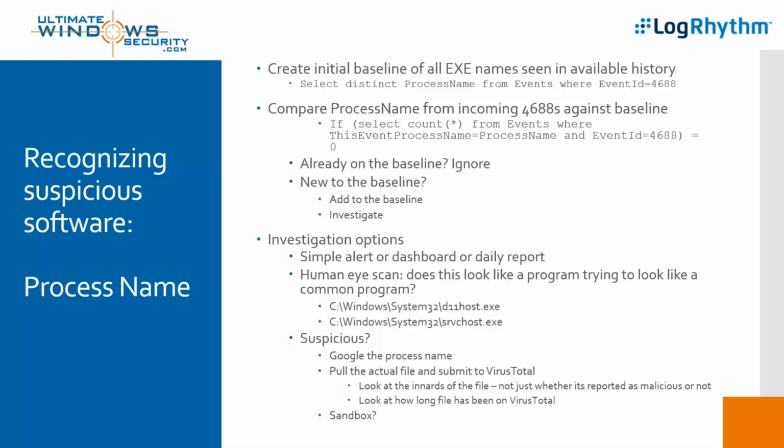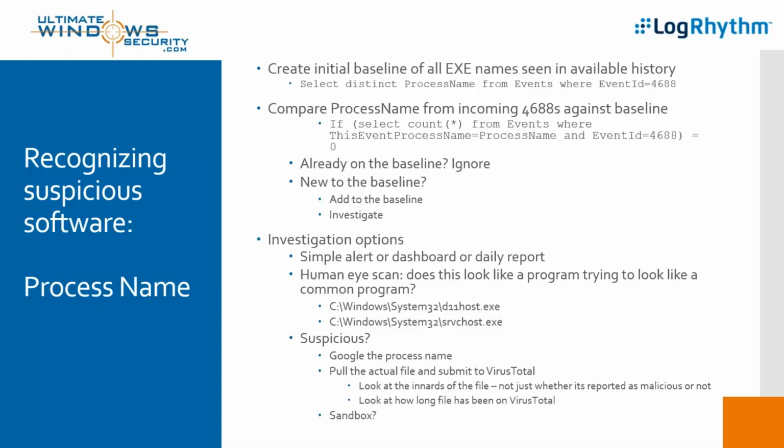We'd first of all want to create an initial baseline of all EXEs seen in whatever our available history is. If we have a year of log data, then basically, Q, I know you can't necessarily run this exact SQL command against LogRhythm or another SIEM, but in essence, what I would like to do is a distinct query: select distinct process name from my events table where event ID equals 4688. And that would give me, searching all my history, a nice deduplicated list of all process names.